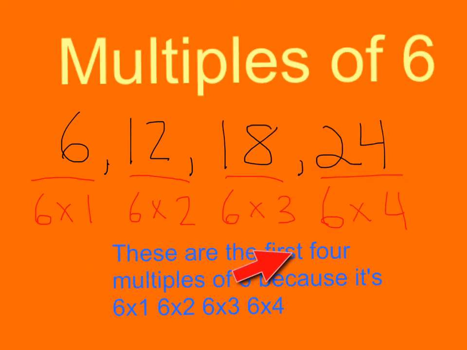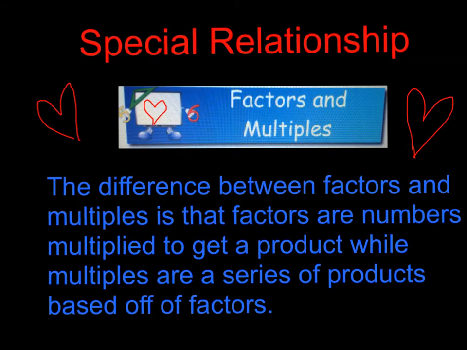These are the first 4 multiples of 6 because of the 6 times 1, 6 times 2, 6 times 3, and 6 times 4. There are many more additional multiples, but these are the first 4. Multiples and factors have a very special relationship. The difference between factors and multiples is that factors are numbers multiplied to get a product, while multiples are a series of products based off of the factors.